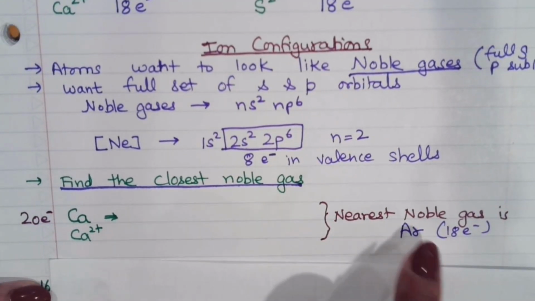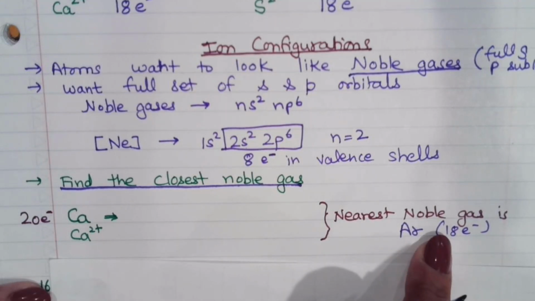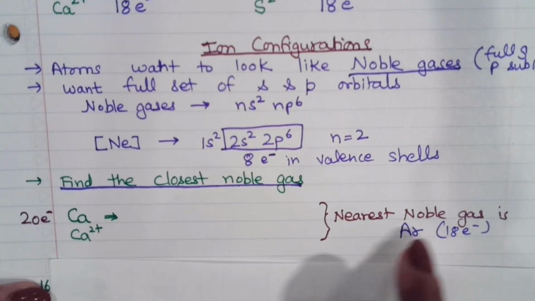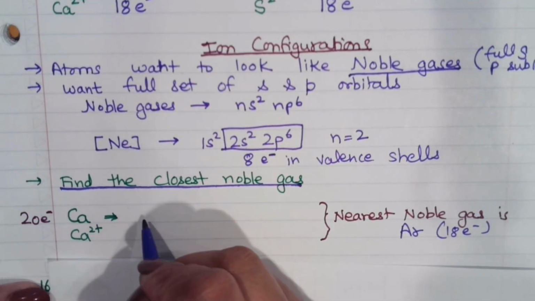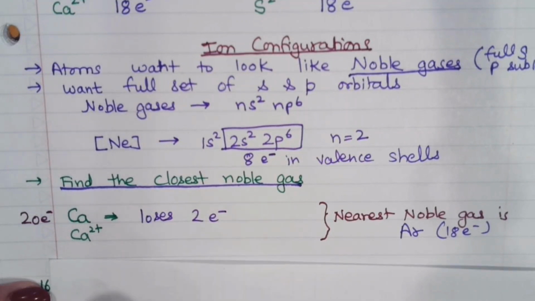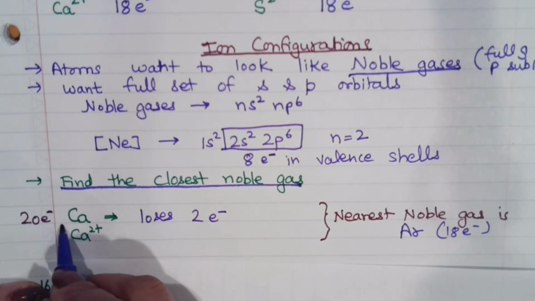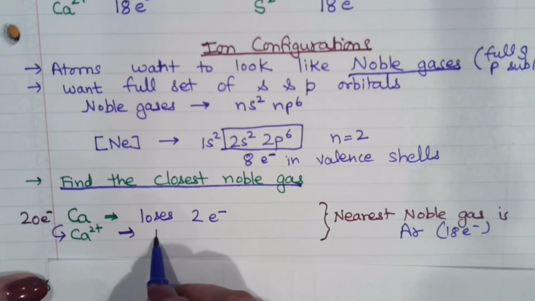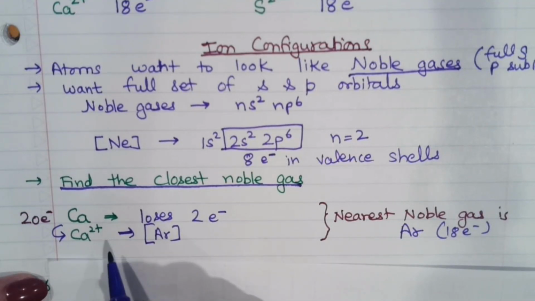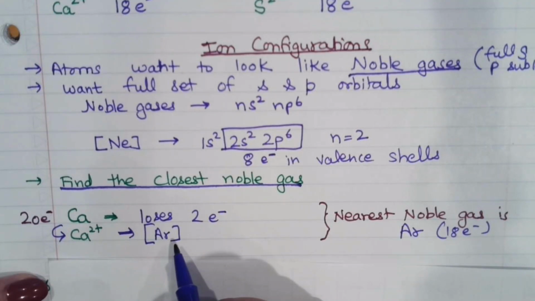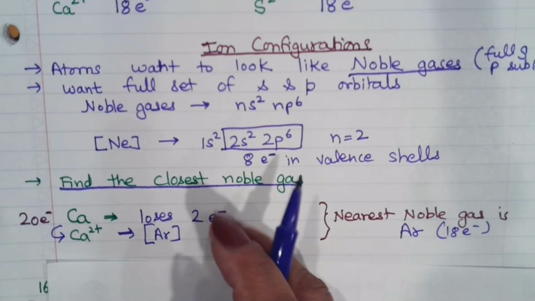right? Now calcium would want to lose 2 electrons just to look like argon, right? So when it loses 2 electrons, it becomes calcium 2 plus, and that kind of looks like argon, right? So calcium 2 plus will have the same configuration as that of argon, which is a noble gas.